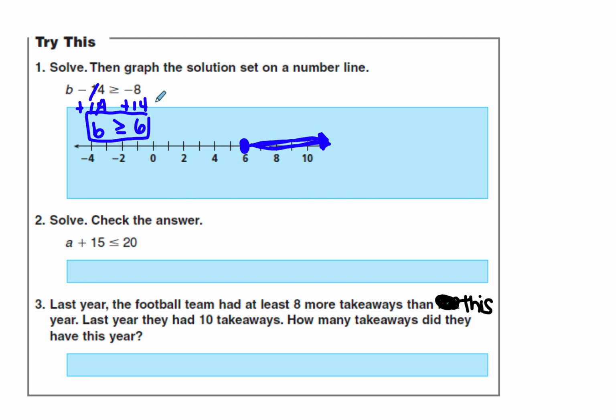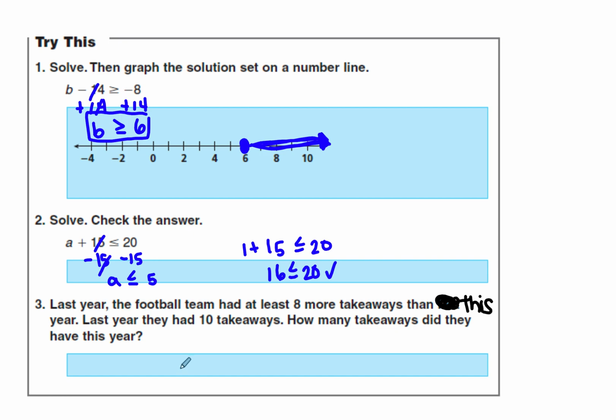All right. Next one says solve and check. So we do need to do a check on this one. a plus 15 is less than or equal to 20. So we subtract 15 from both sides. 20 minus 15 is 5, so we get a is less than or equal to 5. I need to pick a number less than 5. I'm going to pick 1. You might pick something different. 1 plus 15 is less than or equal to 20. 1 plus 15 is 16. 16 is less than or equal to 20. Yep, that's true.